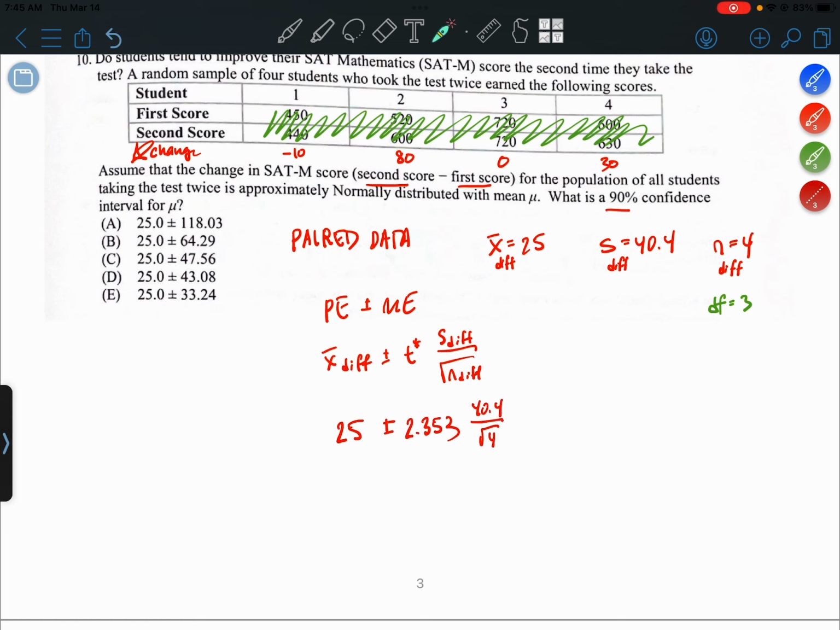If we look at all 5 answer choices, we see that they all have the 25 plus or minus, so that part is taken care of. All we need to do now is evaluate the margin of error and simplify that. I'll just do the calculations off screen. 2.353 times 40.4 divided by square root of 4 gives me 47.5. So we're going to go with choice C.